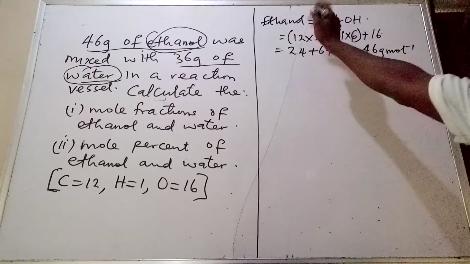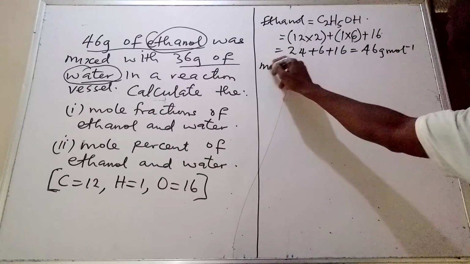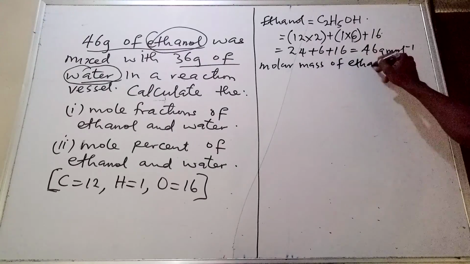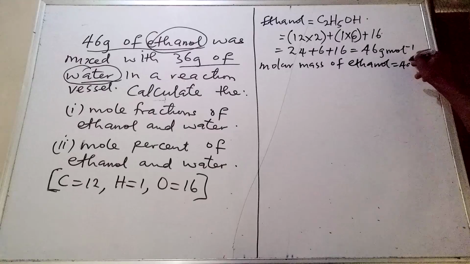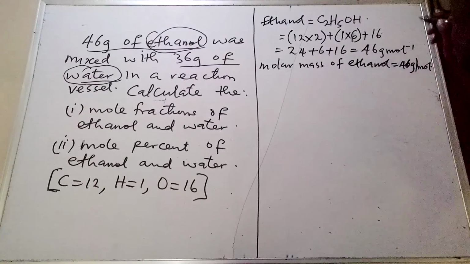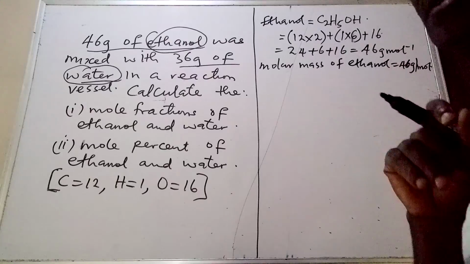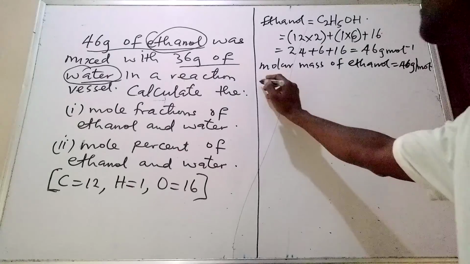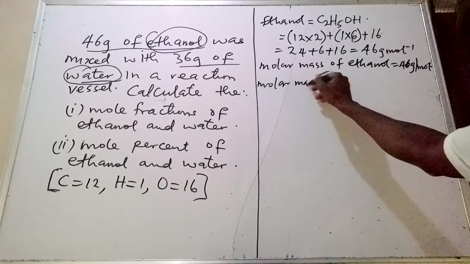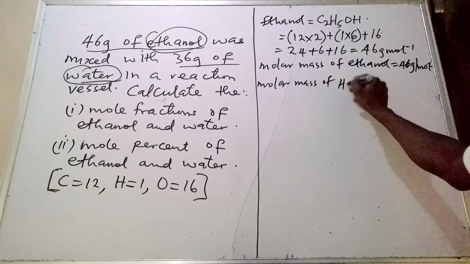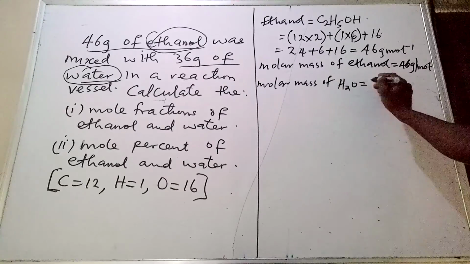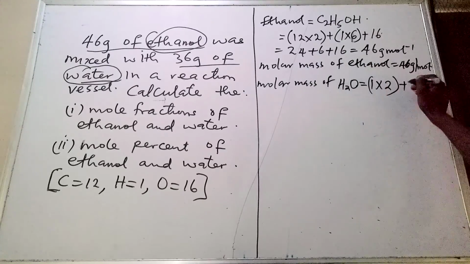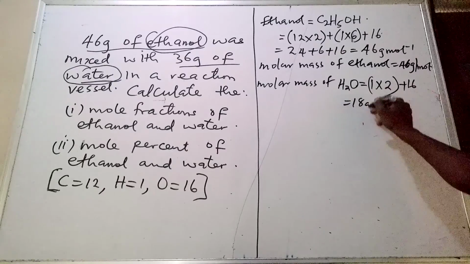So definitely, this is the molar mass of ethanol. It is 46 grams per mole. Don't forget, 1 mole of any substance contains the molecular mass of that substance. Okay, as for water, molecular mass of water, that will be 1 of hydrogen times 2 plus 16 for oxygen. That will give us 18 grams per mole.